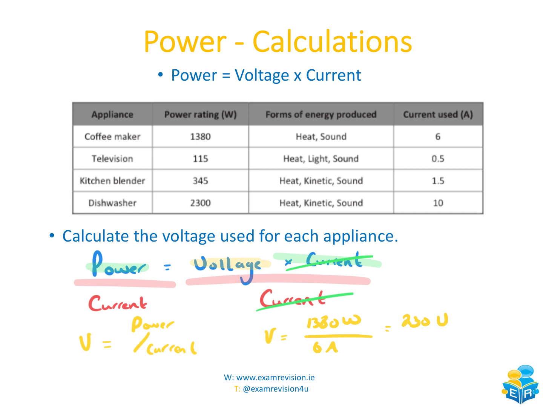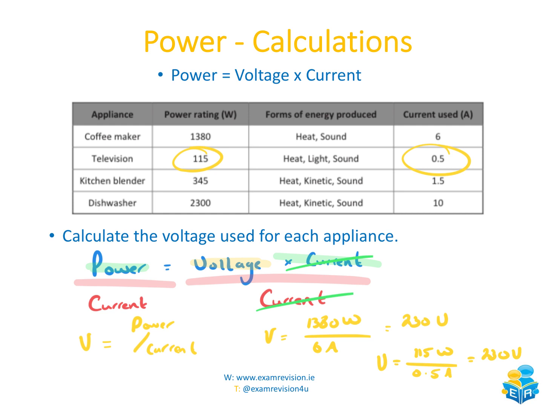Okay, if we do it for the television, the volts is equal to the wattage, which is 115. So 115 watts divided by 0.5 amps. Put that in your calculator and again, you will get 230 volts. If you do the same thing here for the kitchen blender and the dishwasher, you will also get 230 volts, because that's generally the standard voltage that's supplied to homes. Okay, so that's an example of how to calculate power.